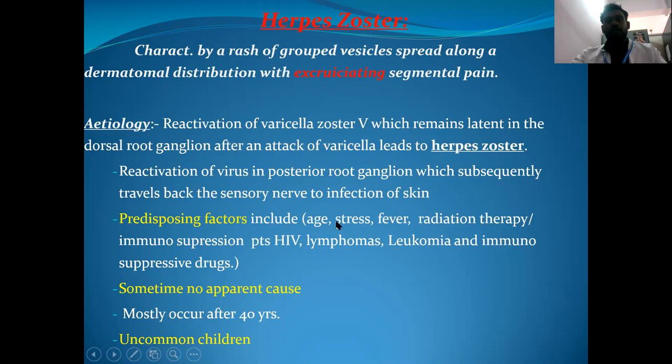Whenever the body's immunity goes down, for example with age, or whenever there is stress, fever, radiation therapy, immunosuppression such as HIV, lymphomas, leukemia, or people who are taking immunosuppressive drugs, or people with diabetes, the virus will get reactivated from time to time and travel back along the sensory nerve to cause the infection, which is nothing but herpes zoster. Sometimes no apparent cause can be found. Mostly it occurs after 40 years of age and is uncommon in children.